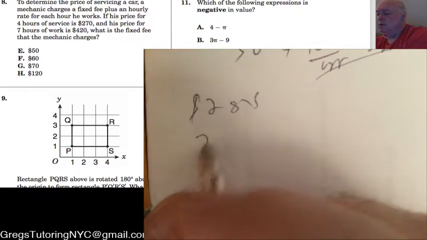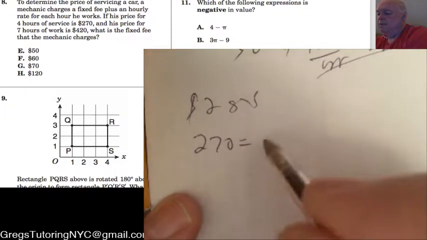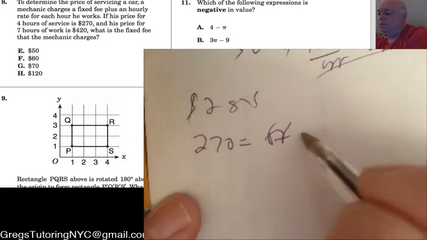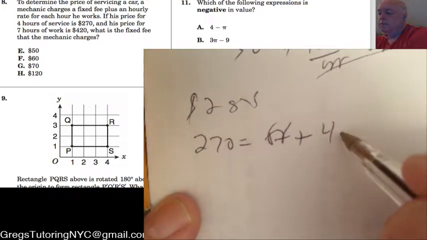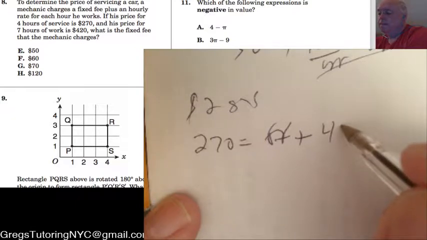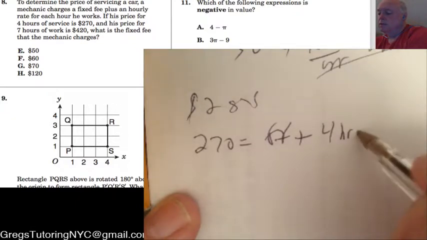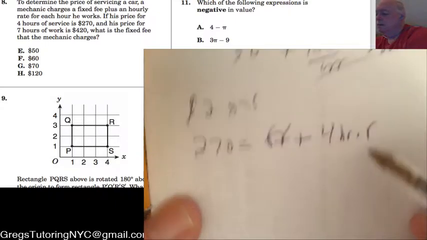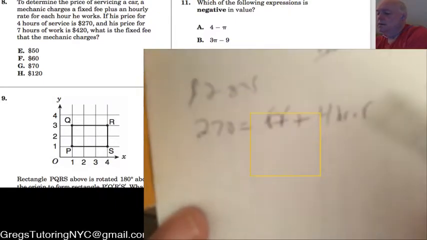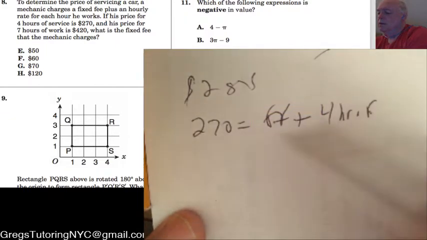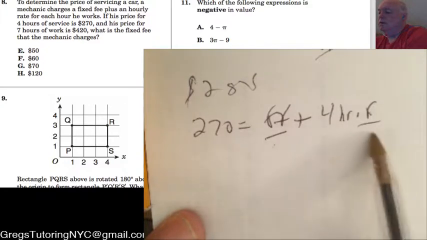270 would be the total. We know that. There's the fixed fee, right, plus 4 hours of service. So that would be times their rate. We can call it anything. Let's just simplify this and say this was R. So it's 4 hours times the rate. So there are 2 numbers here we don't know what they are. We don't know what the fixed fee is, and we don't know what the rate per hour is.